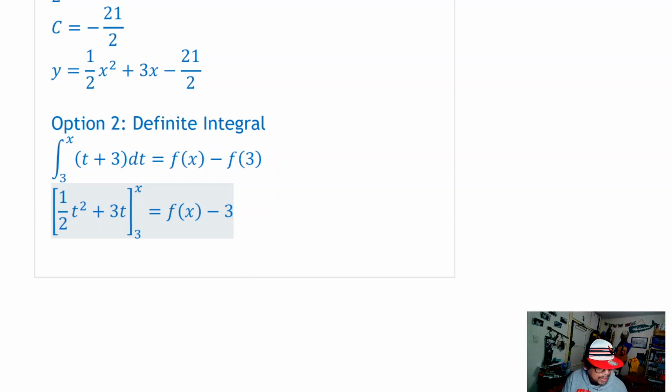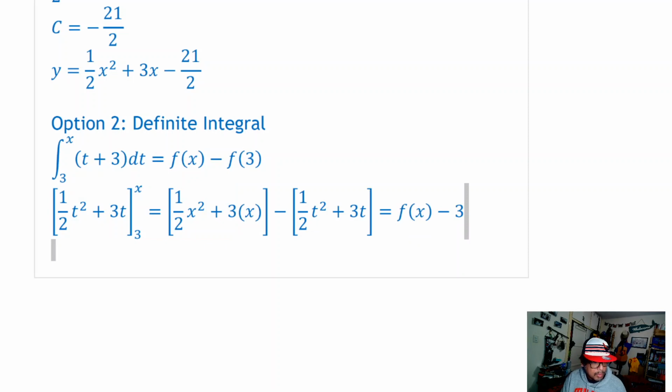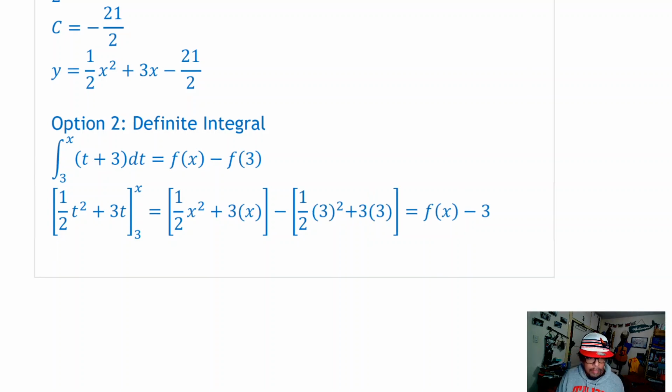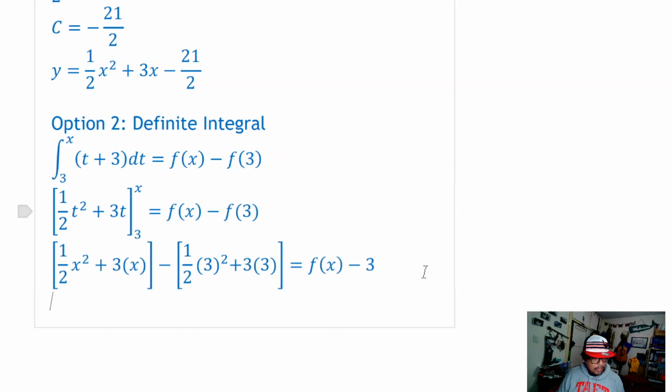So we're going to start by substituting x. So we have 1/2 x squared plus 3 times x, multiplied by 1/2 of, now we're going to substitute our 3. With our substitutions made, we're going to maintain that equality with f of x minus 3. And we're going to simplify here on the left side.